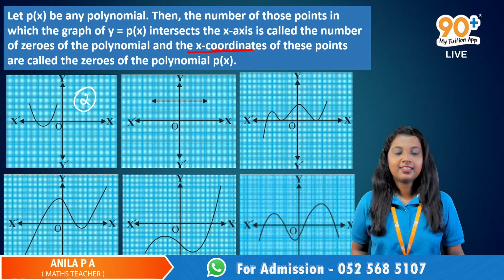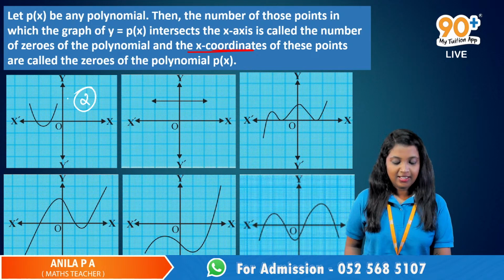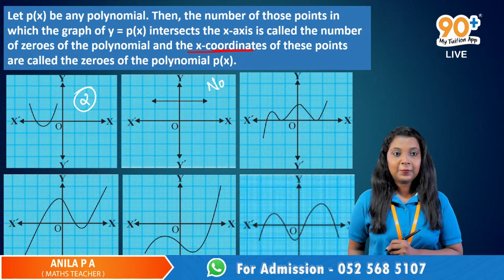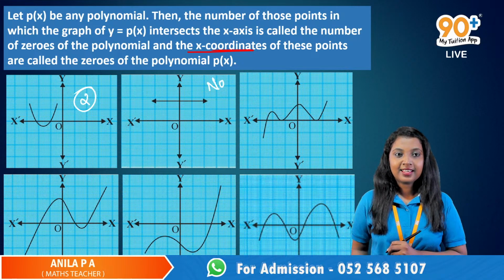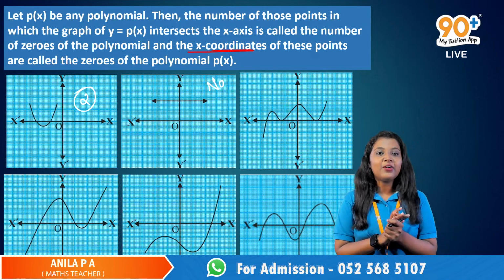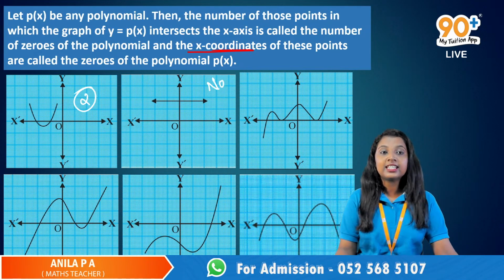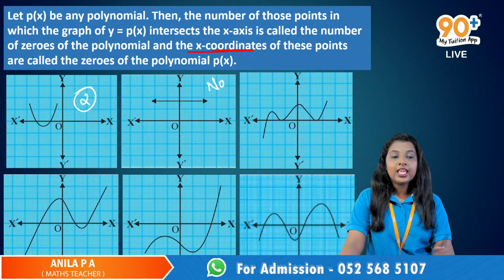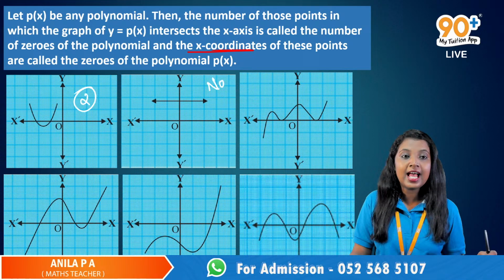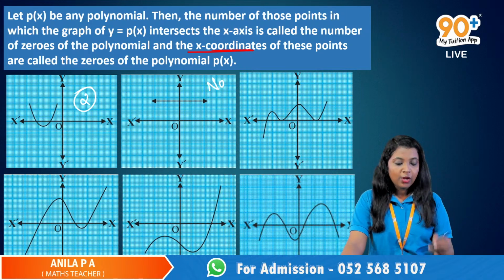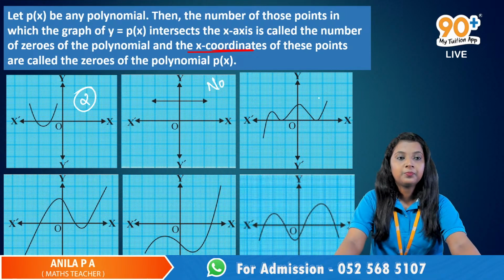There are no zeros for this polynomial. Why? Because the line doesn't intersect the x-axis. Yes, very good. This line is not even touching the x-axis. It is not intersecting the x-axis. Therefore, in this case, this polynomial has no zeros. Very good. What about the third one?